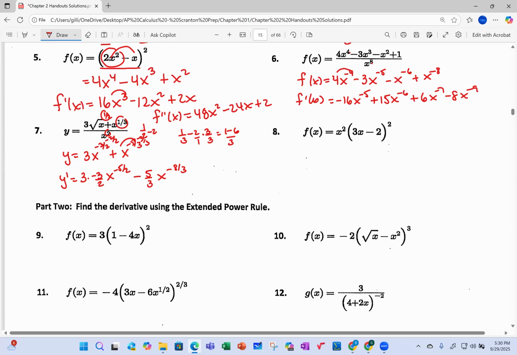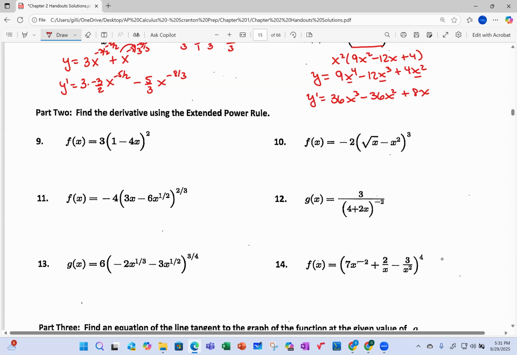In number 8, I do not have x to the nth until I square this first. And I'll get 9x squared minus 12x plus 4. Now I'll distribute using good old-fashioned algebra to create that x to the nth power. And this is y rewritten. Now that I have individually x to the nth power, the derivative would be 36x cubed minus 36x squared plus 8x.